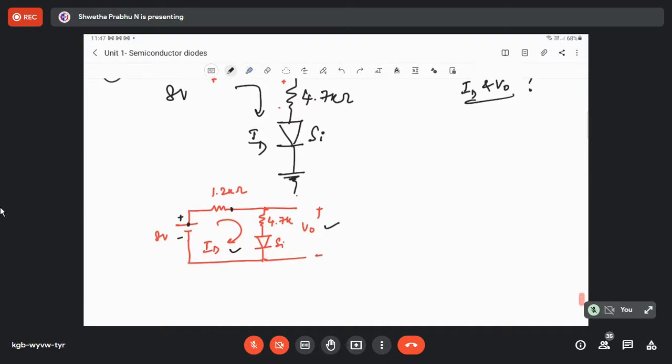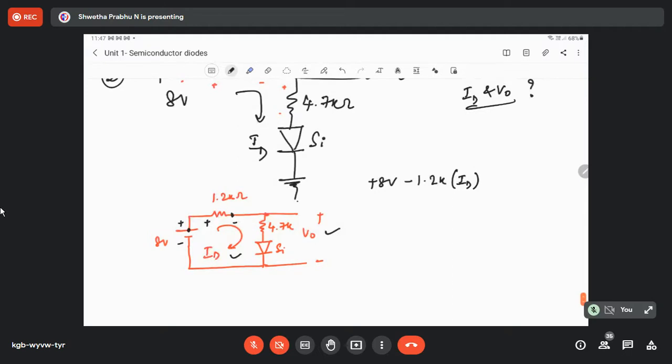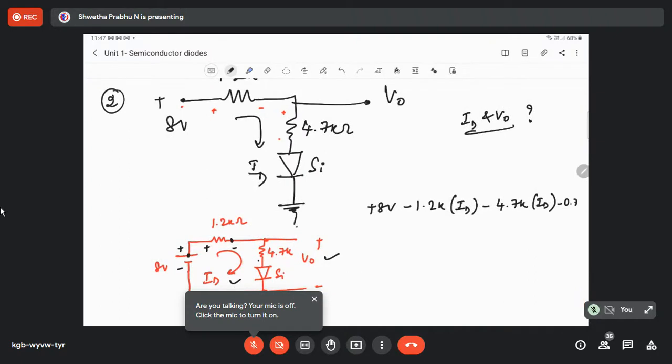Okay. Let me write the equation. I am taking all upper ends, that is rising potential, plus 8 minus 1.2K. Current always flows from positive to negative, so therefore I have to write minus 1.2K. Resistance value is always multiplied by the current in order to get the potential. And here this is minus 4.7K multiplied by ID, minus 0.7. This is plus and this is minus. Correct? Minus 0.7 volts, and that is equal to 0. Did you understand?